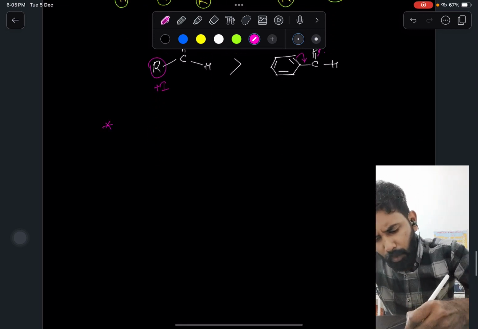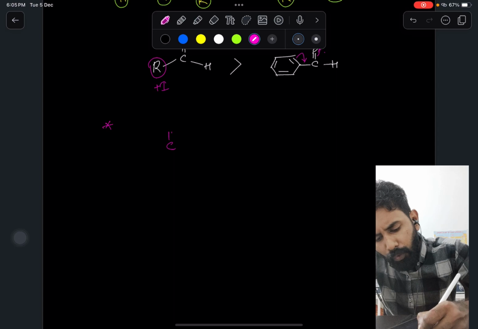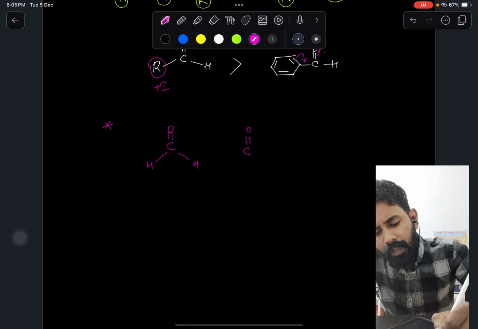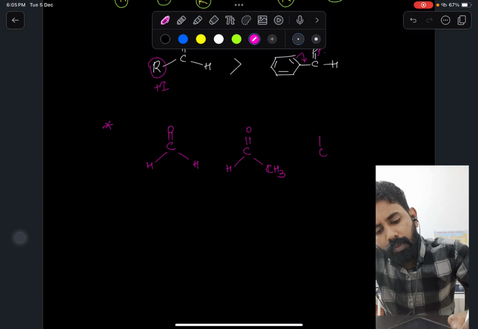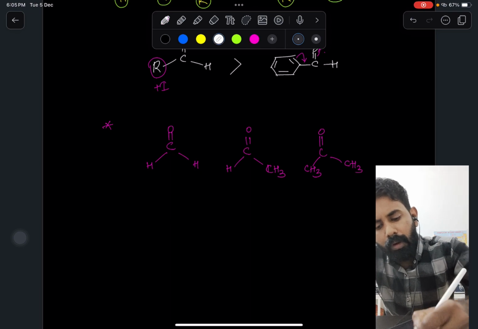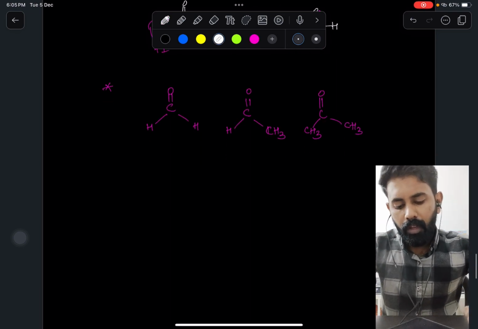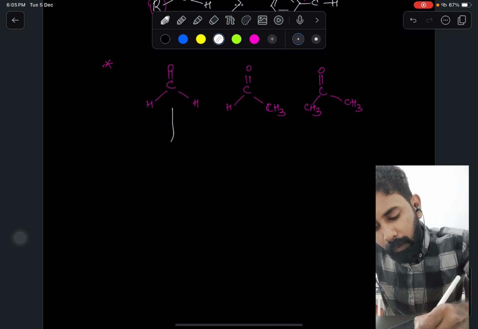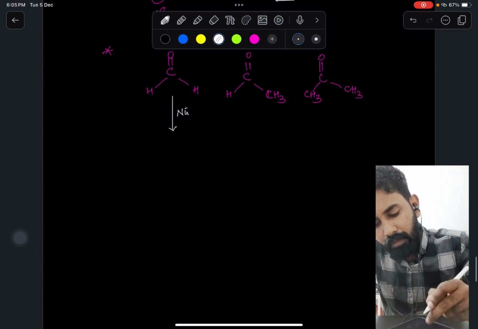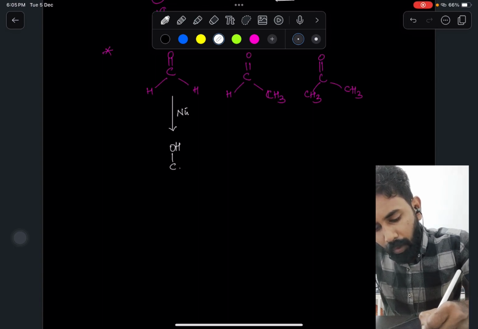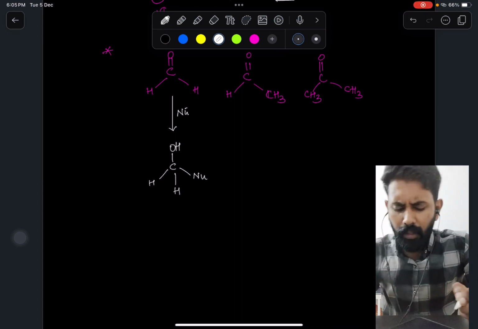Clear? Now let's have another question. Which of the following will give enantiomers as the product of nucleophilic addition? Okay, nucleophilic addition. So we are having three different aldehydes and ketones here. In the first case, just imagine what will be the product in the case of nucleophilic addition. Okay, so here there will be OH, and the nucleophile will be attached to the carbon along with the two hydrogens.